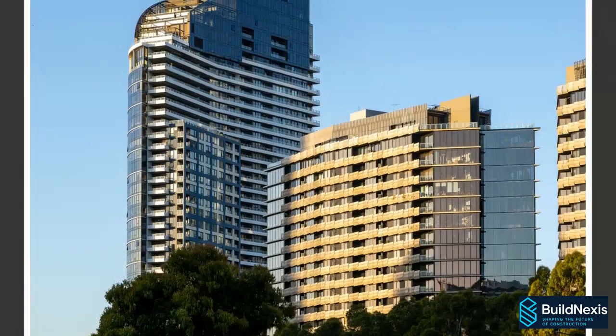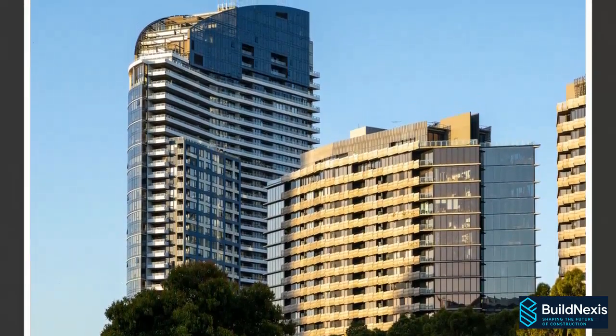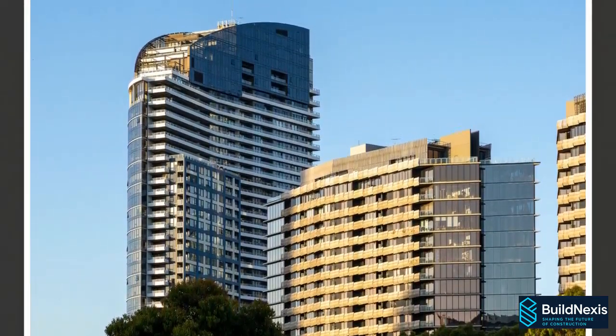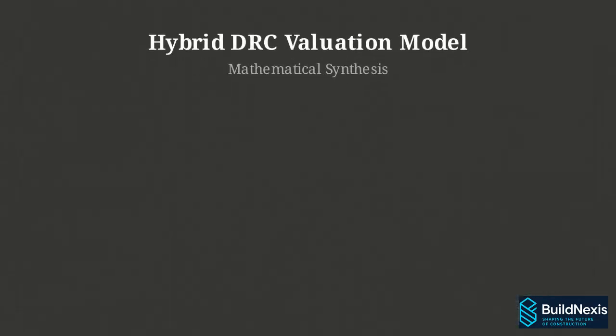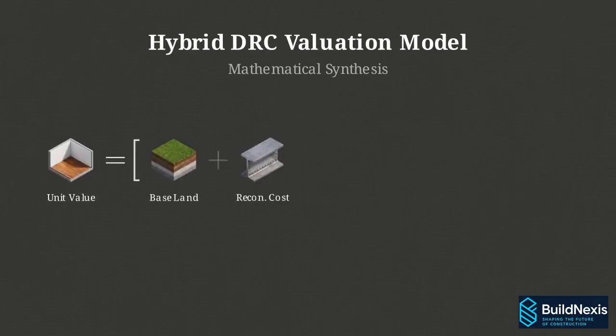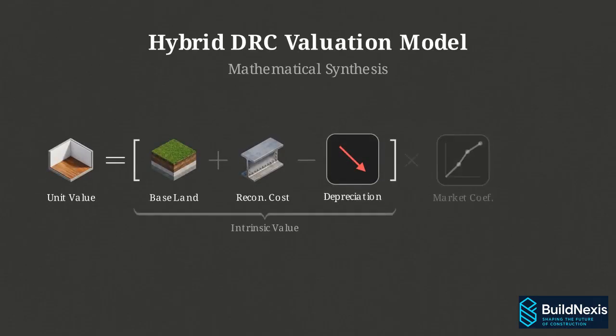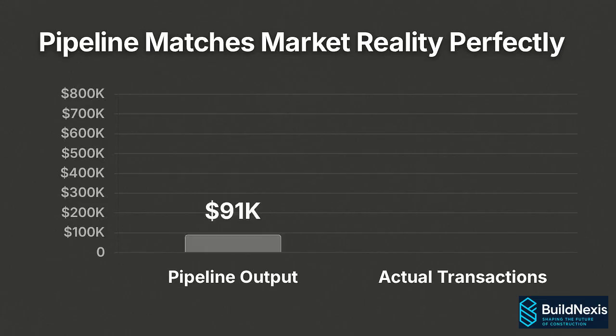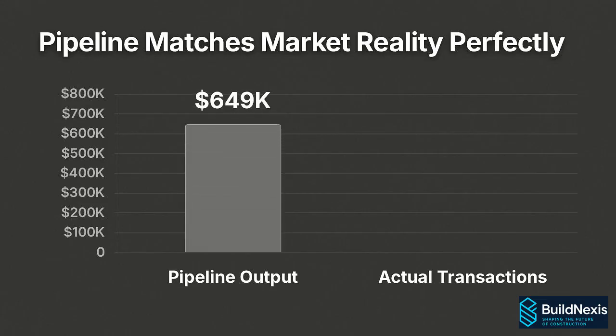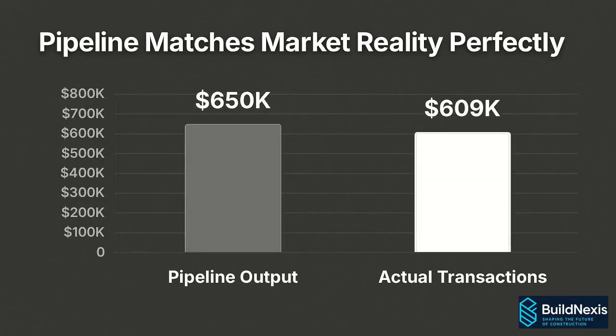To test this hybrid pipeline, researchers validated it against a recently completed high-rise residential tower in Melbourne, Australia. The mathematical culmination of the entire framework looks like this. Unit value equals the base land plus reconstruction cost minus dynamic depreciation, multiplied by the market coefficient and the unit entitlement. They processed the Melbourne property through this equation, then compared the pipeline's output against the actual recent market transactions for units inside the building.